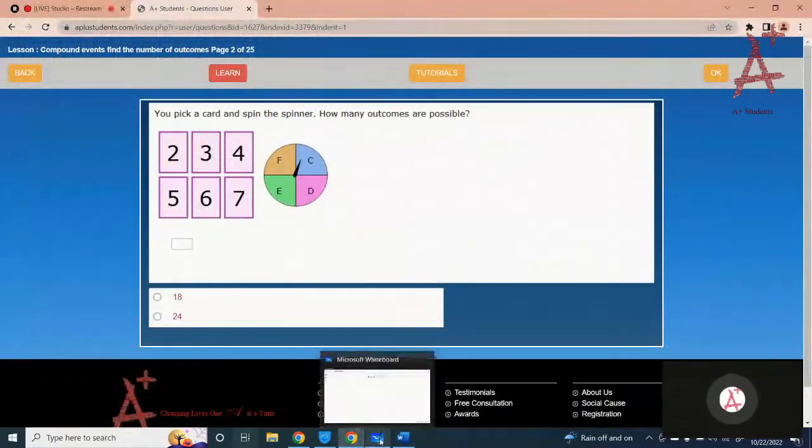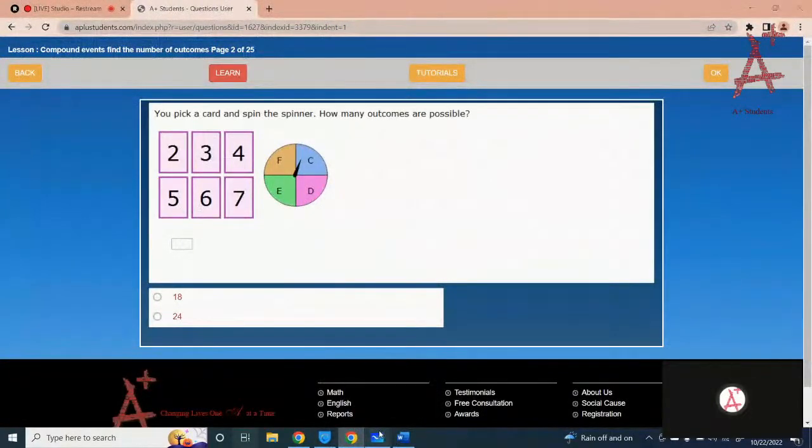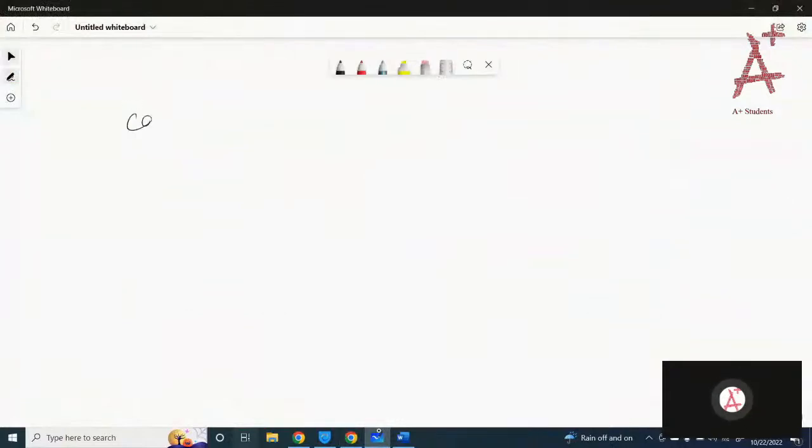So we have six cards, and the options on the spinner are four. Just multiply both the numbers, it would be 6 times 4. That means we have a total of 24 outcomes. That is the easiest way to find the outcomes. Got it? We have 24 outcomes.